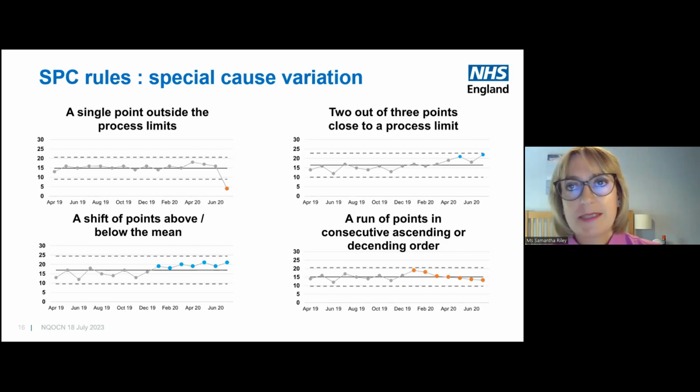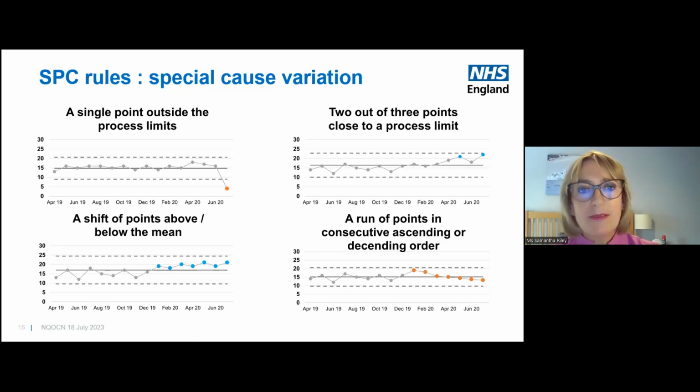2 out of 3 points close to a process limit, that's a good early warning alert. Then we've got a shift of points above or below the mean, and we'd be looking for a shift of 6 or 7 points there to show significance. That's the rule that we see most commonly in the NHS in England. And then we've got a run of points in ascending or descending order. So if a rule is triggered, it's telling us there's something unusual.